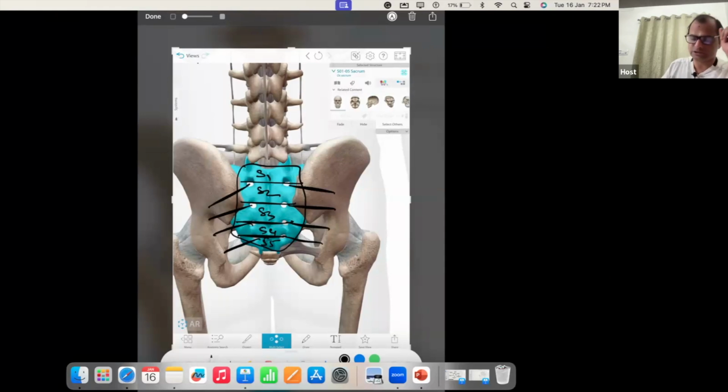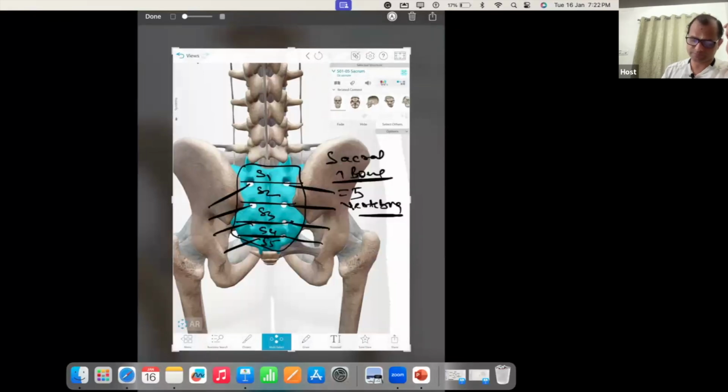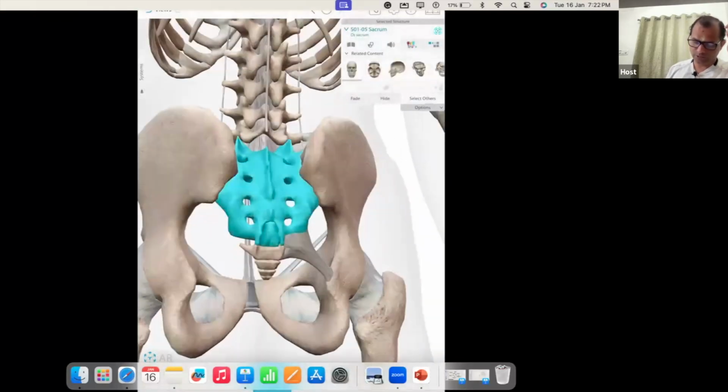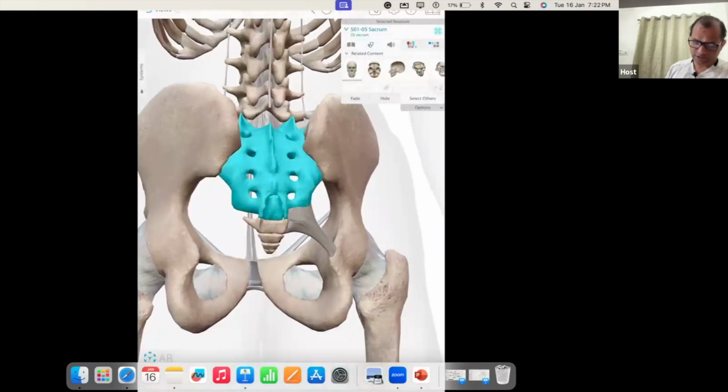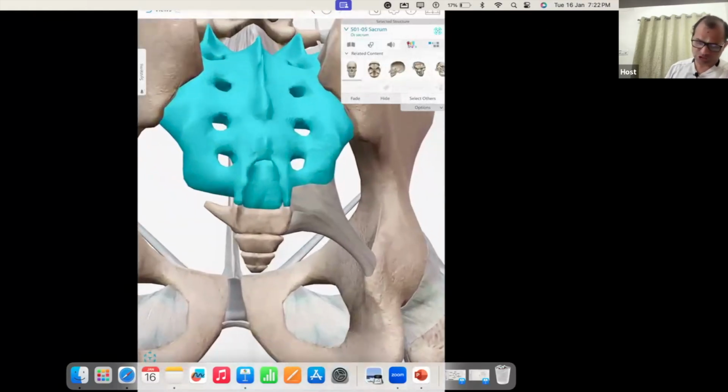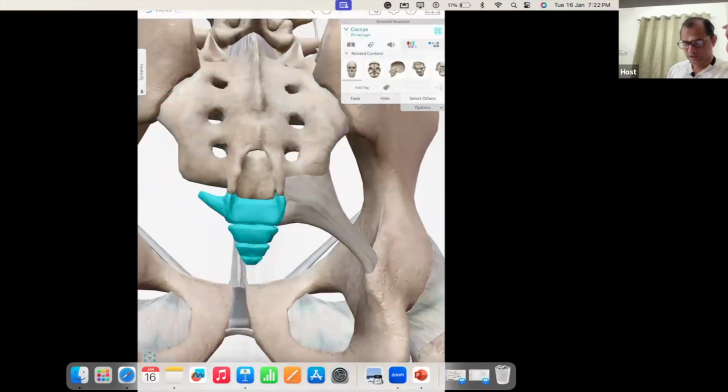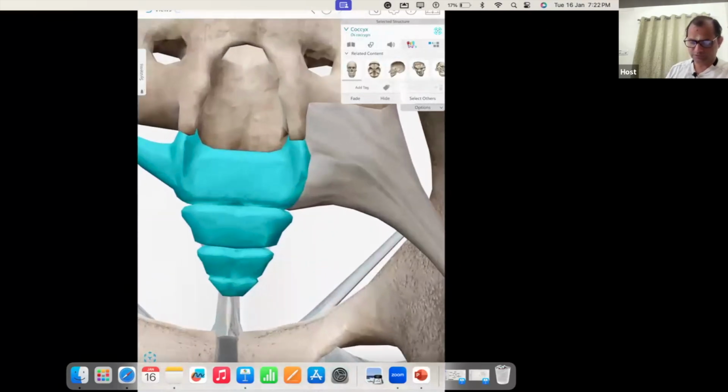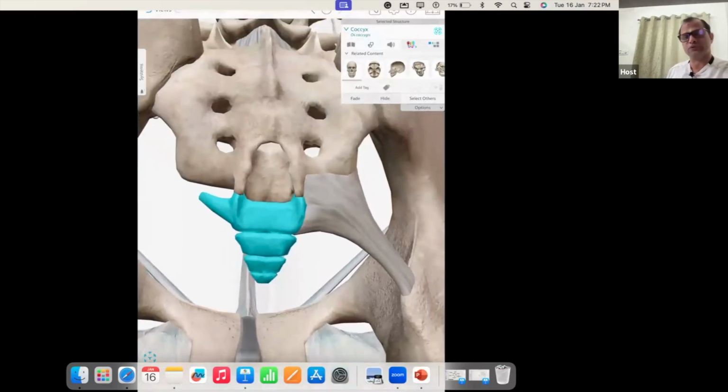So we are saying the sacrum is one bone which is made by the fusion of 5 vertebrae. 5 vertebrae got fused and became one. 5 vertebra fuse हो गई और एक बन गई. Then we are moving down. Now the tailbone. Again, you can see how many bones are fused. There are 4 bones fused and became one.